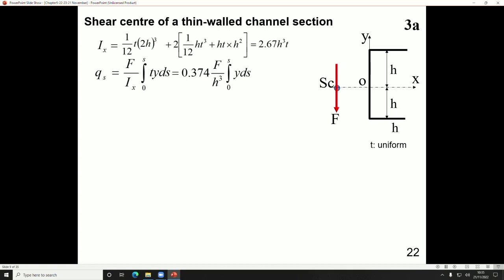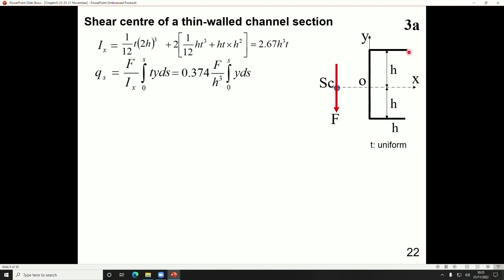Now here we've got two different coordinates in the integral. On top of that, we have discontinuities at these two locations. For the circle, there was no discontinuity on the cross-section, so we could solve the section in one go. In this one, we have discontinuities at this position and that position as well. For this panel, it's quite straightforward.